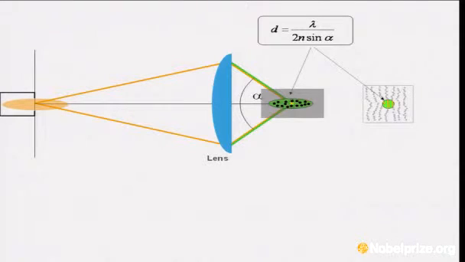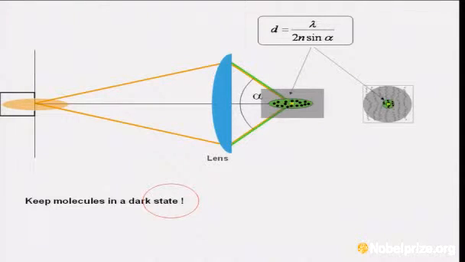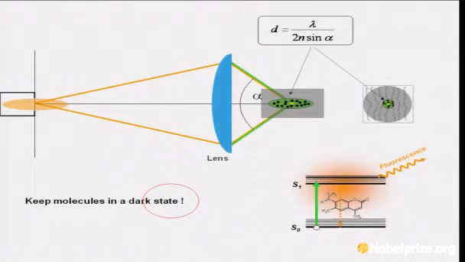In this case, we can tell this one from that one apart, or that's the top view. So the idea was to keep molecules in a dark state. You see, the state is the essence. Now you will see, or say, are there dark states in a dye?